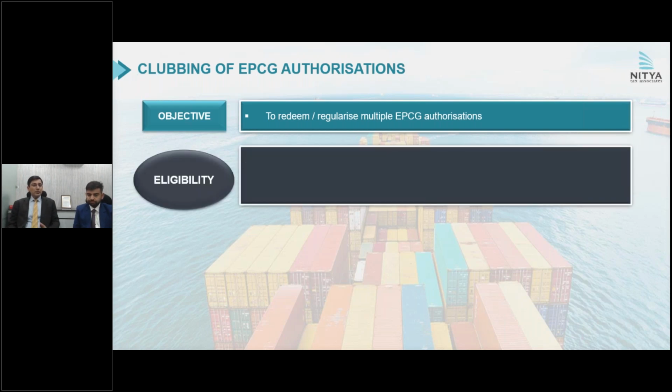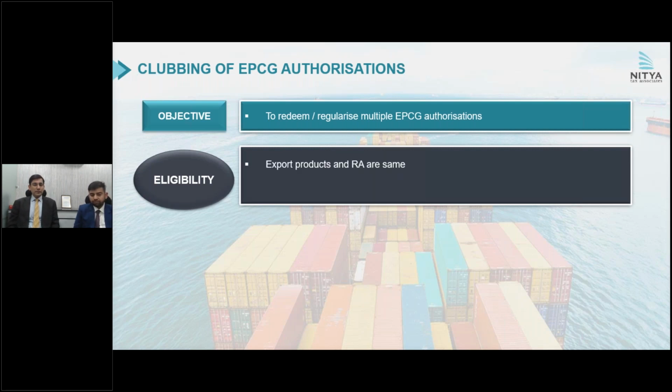So primarily the benefit of EPCG authorizations is that it may happen that an exporter has multiple EPCG authorizations, but due to error or some reason, he's not reckoning exports on a FIFO basis. So suppose more exports he has reckoned towards one authorization and no exports he has reckoned towards another. So this gives a facility of clubbing all the EPCG authorizations and seeing them together, so that the export obligation in totality as well as actual exports in totality can be seen to consider the fulfillment.